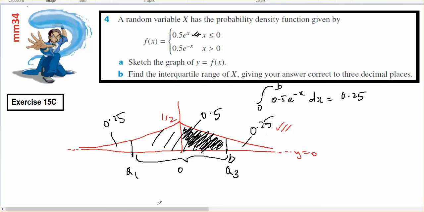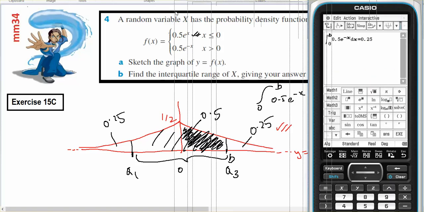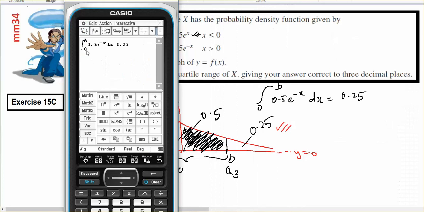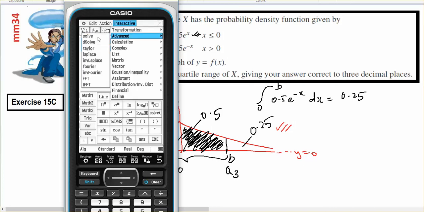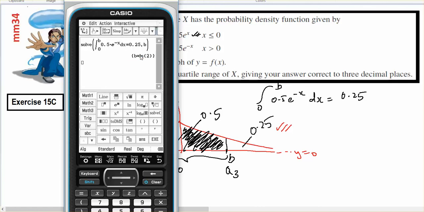It is to 3 decimal places, so I'm going to use my calculator. And I've got that already in my calculator. The integral from 0 to b of 0.5e to the minus x equals 0.25. Interactive, advanced, solve. Solve for b. And I get log base e of 2.